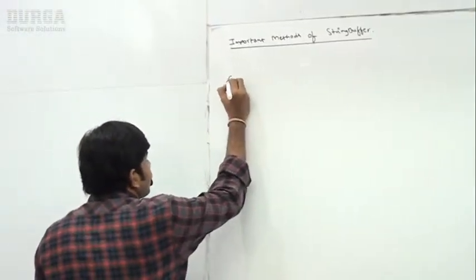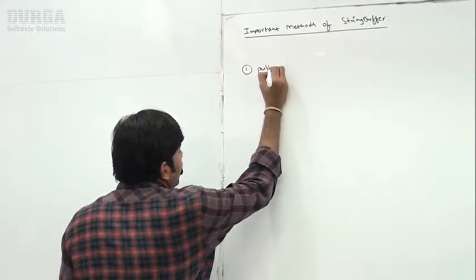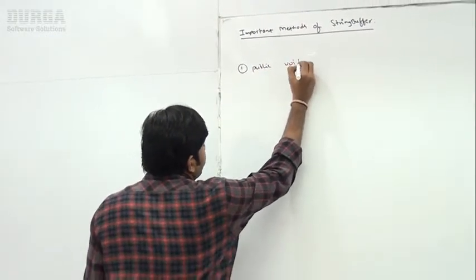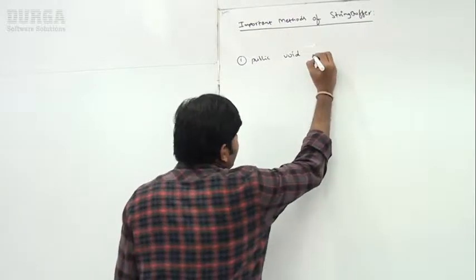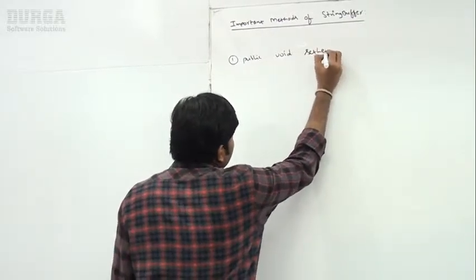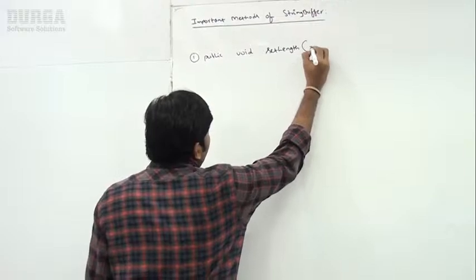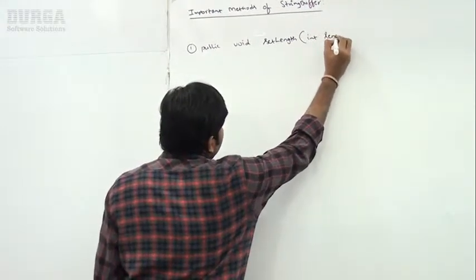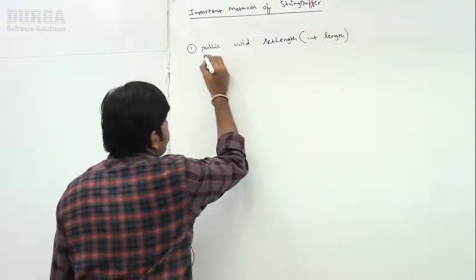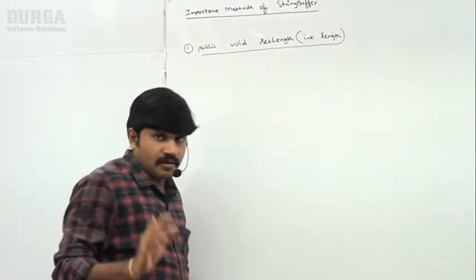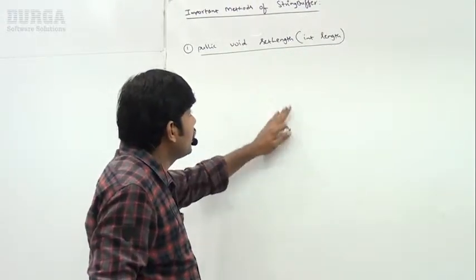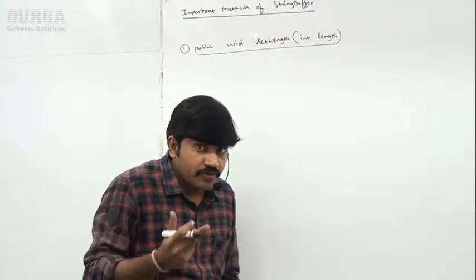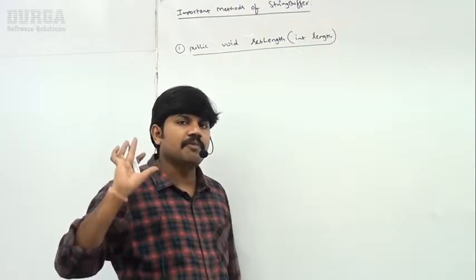First method, sir. public void setLength. What is the method? setLength of int length, we have to specify. Public void setLength of int length, we require to specify. What does it mean? What is the meaning of this one, sir? Very simple.